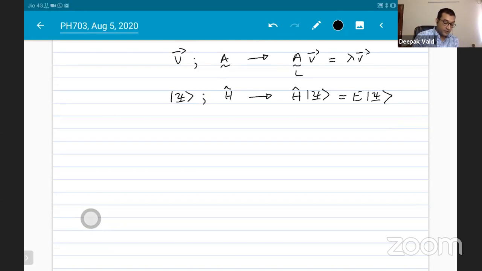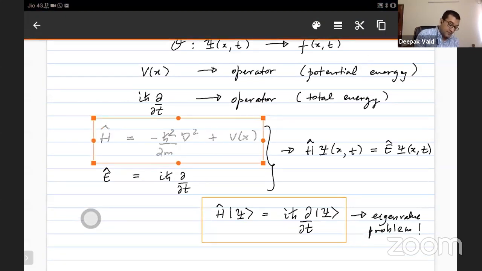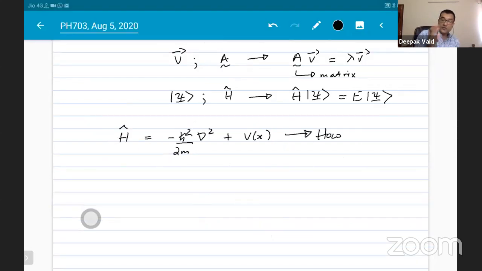Now here you will notice that I'm calling this a matrix because it's a matrix. Then the natural question that pops up is the following: how is this a matrix? We'll come to that at a later point, okay?